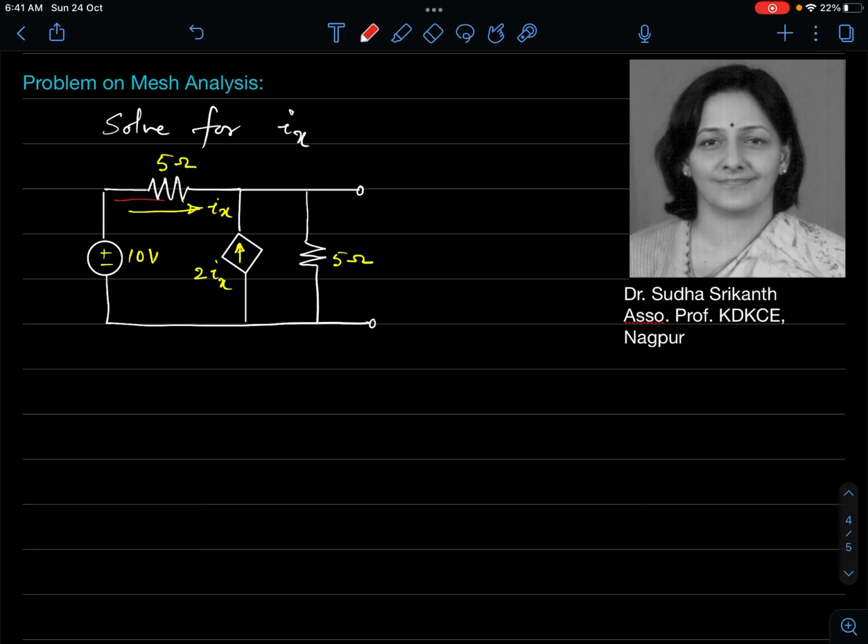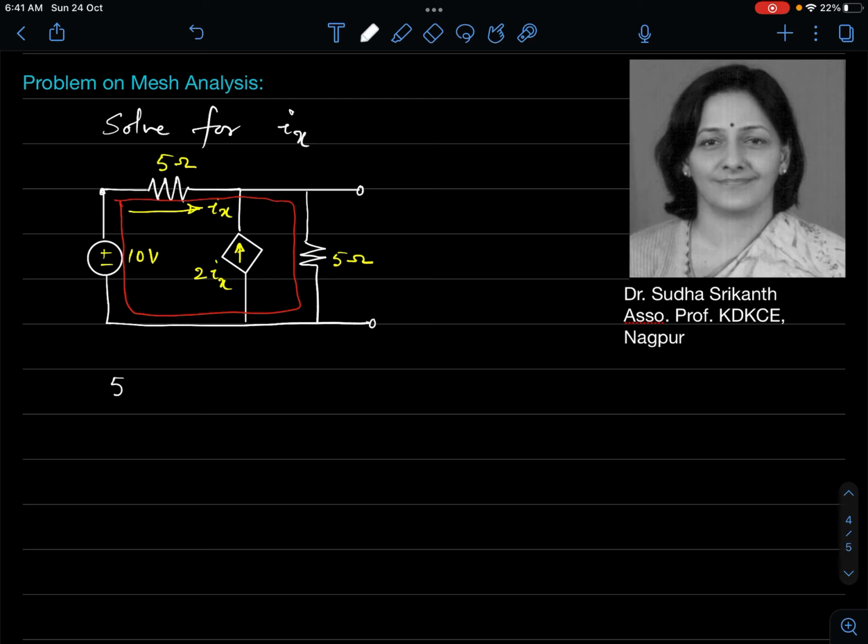We will try to define a route in this manner. We will start from this point, go this way, then come back to this point. That way we can write one KVL equation. So how to write the KVL equation? We will start from this left top terminal, and I will go on writing the KVL loop equation.